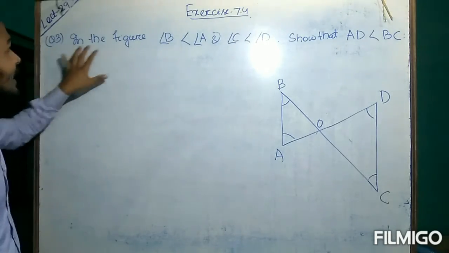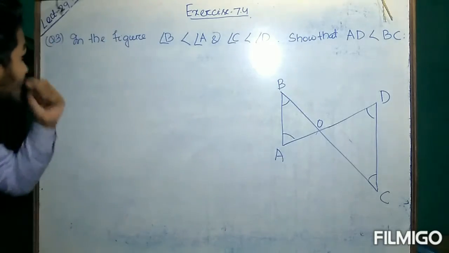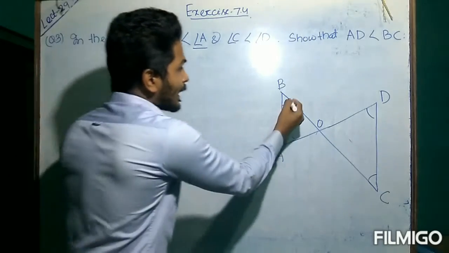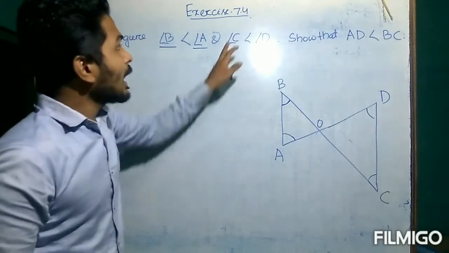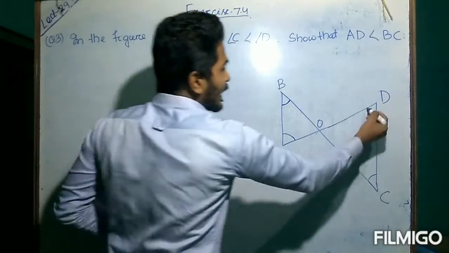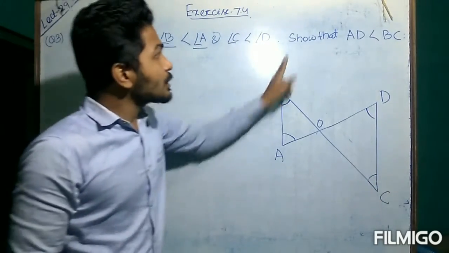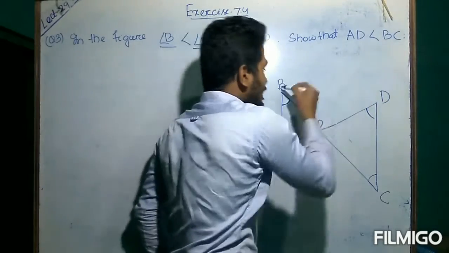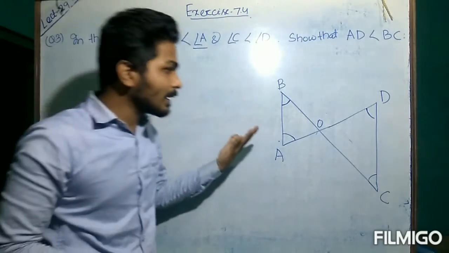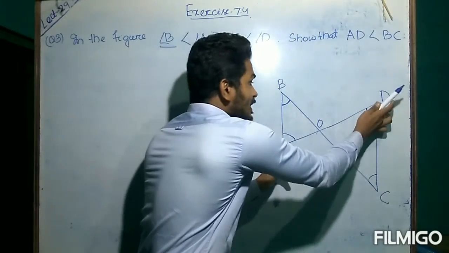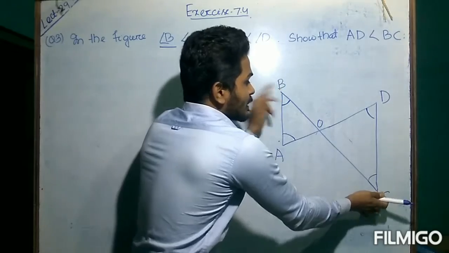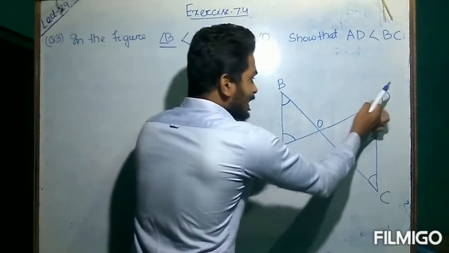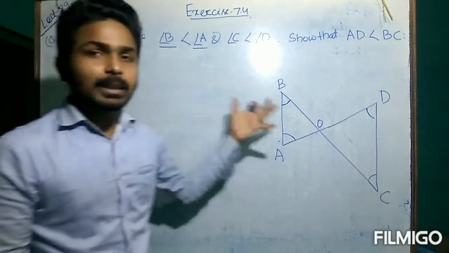Question number 3 is: in the figure, it is given that angle B is less than angle A, and angle C is less than angle D. This is angle D. So that AD, this side, is less than this side, BC. Practically, we have to prove that this distance AD is less than BC. Though it seems the same thing, if we look at this figure, we know AD is definitely smaller than BC, but we have to prove it mathematically.